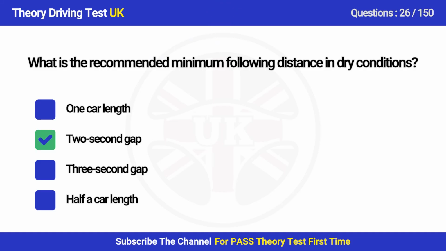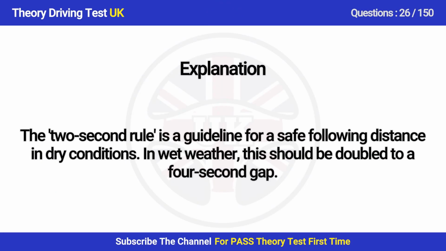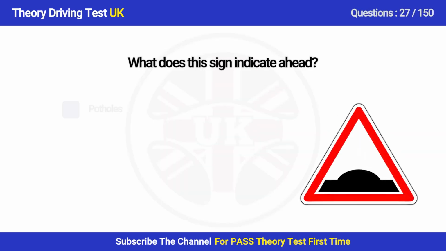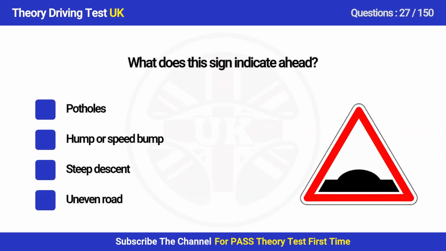Answer is B, gap. The rule is a guideline for a safe following distance in dry conditions. In wet weather, this should be doubled to a gap. Question 27. What does this sign indicate ahead? A, B, hump or speed bump, C, steep descent, D, uneven road.